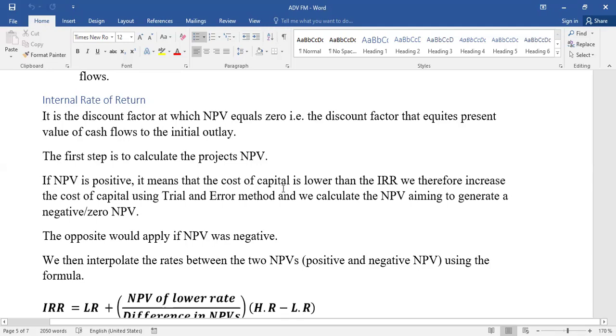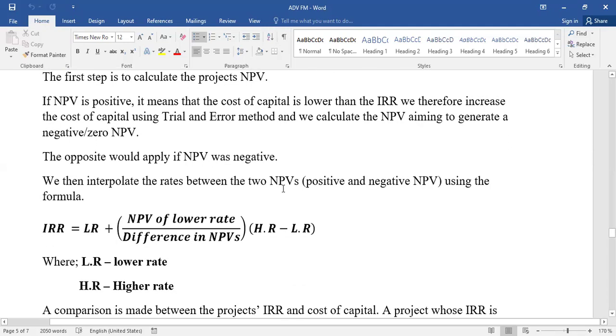Then we interpolate the rates between the two NPVs, the positive and negative, using the formula. On the formula, we take the lower rate plus the NPV of the lower rate, divided by the difference in the NPVs. Then we take the higher rate minus the lower rate in a different bracket.